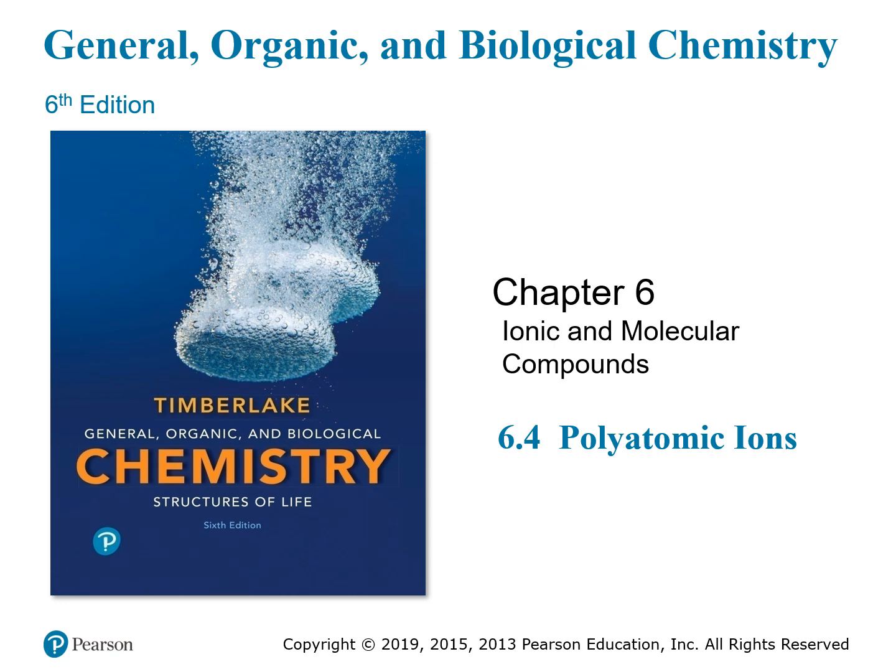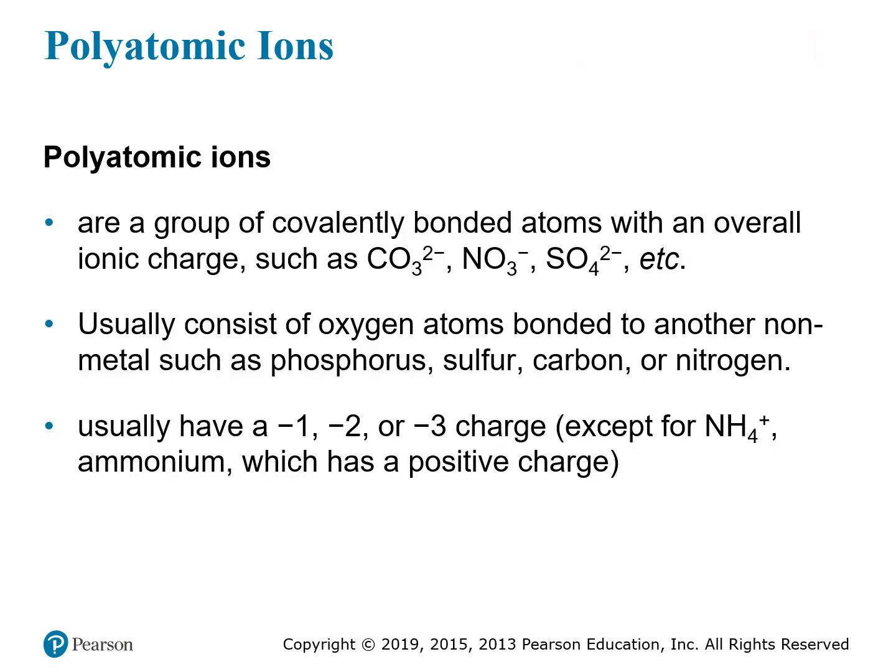This is Chapter 6, Ionic and Molecular Compounds, and in Section 4 we're going to be talking about polyatomic ions. So far all the ions that we've looked at have been individual single atoms that have either an excess of electrons or they're missing a few electrons, so they have a negative or a positive charge based on that.